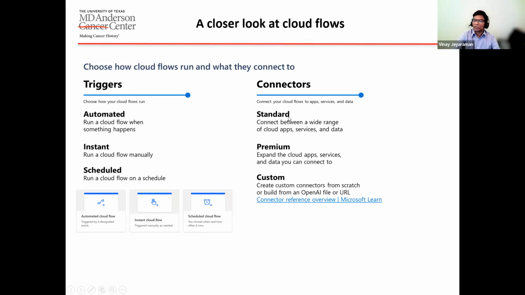Then there are the connectors. There are three types of connectors as well: standard connectors, premium connectors, and custom connectors. Most of the standard connectors are available for free, because they are part of the A5 license that all MD Anderson employees have. So any standard connector is free to use, and you don't need any additional licensing.